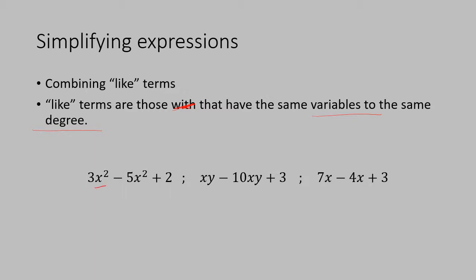So this is x squared and this is x squared, which means 3x squared and negative 5x squared are like terms. I can combine them. Literally 3x squared minus 5x squared is just negative 2x squared. Here we have xy and negative 10xy. Those are like terms because the x and the y variables are all the same, all raised to the first power. So I can combine xy and negative 10xy and get negative 9xy. And then 7x and 4x, that's 7 minus 4, so 3x. Okay, so I can combine like terms.